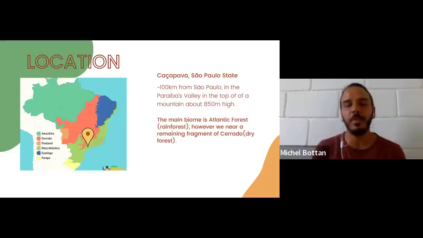So we are in Caçapava. It's very close to São Paulo city, which is the biggest city in Brazil. And we are in the Atlantic Forest biome. There are 6 main biomes in Brazil. The Atlantic Forest and Amazon are rainforests. And between them, you have the Cerrado, which is a dry forest. On the top, you have Caatinga, which is a semi-arid zone. And next, please.